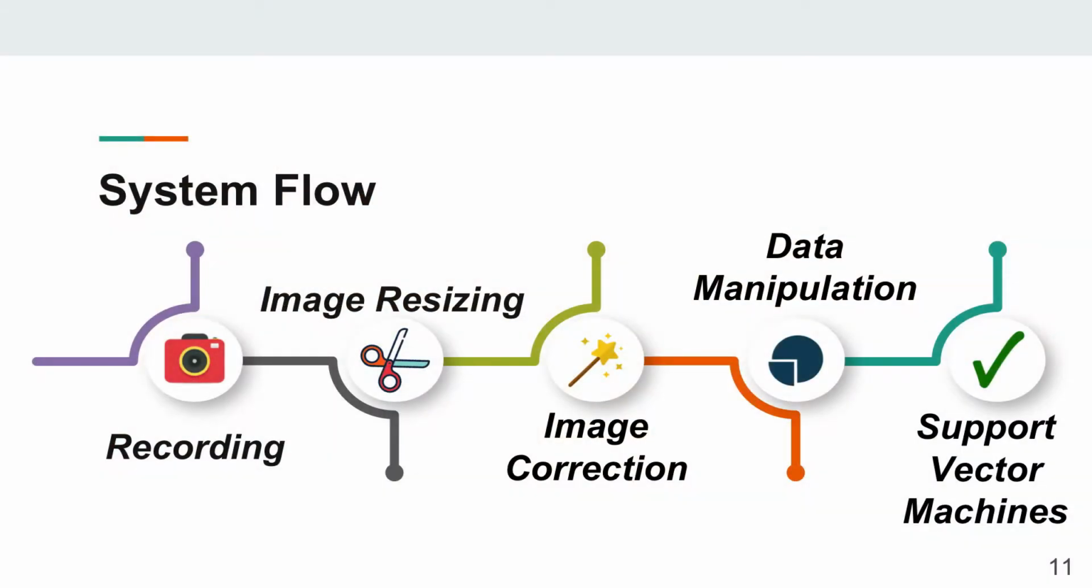Now that we've developed a model, we need to create a system into which we can implement it. This system can be broken down, again, into 5 steps. First, we have recording, then image resizing, then image correction, data manipulation, and then at the end, where it's all sent through support vector machines. The first 3 steps of this process can be grouped together under the label of the image processing pipeline.